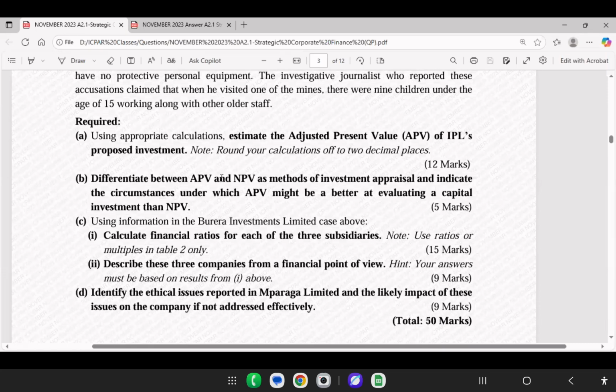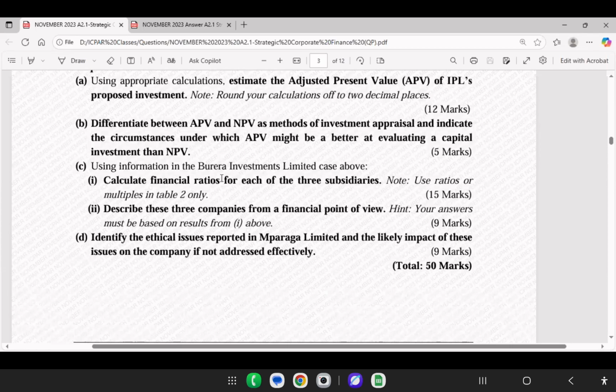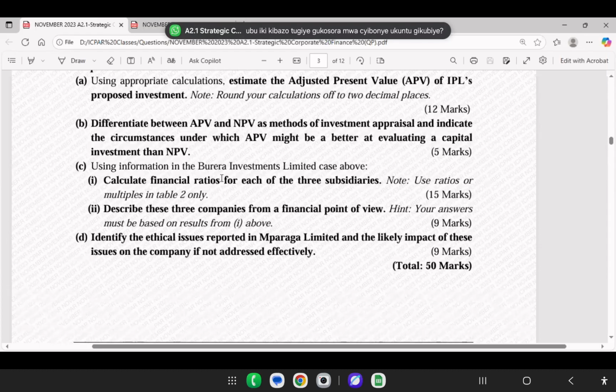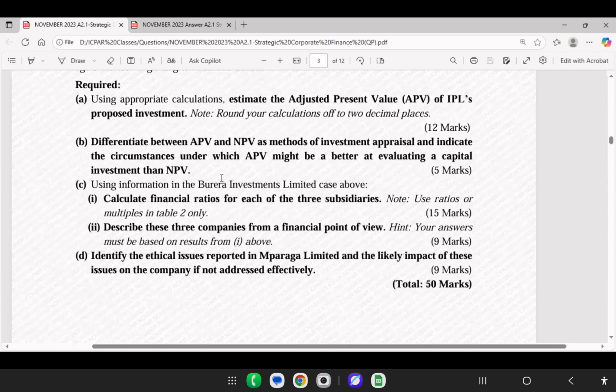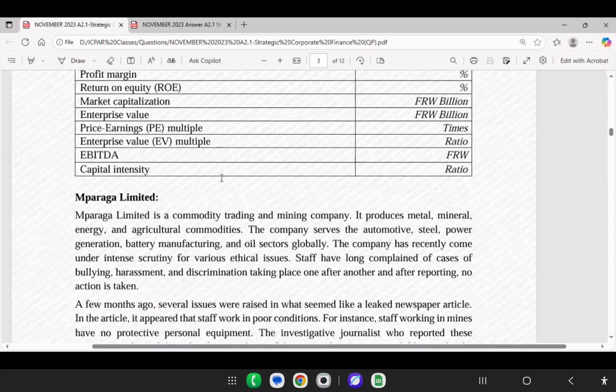C. Using information in the Burera Investment Limited case above, calculate the financial ratios for each of the 3 subsidiaries. Use ratios or multiples in table 2 only. 2. Describe these 3 companies from a financial point of view. Your answer must be based on the result from one above. D. Identify the ethical issues reported in Mparanga Limited and the likely impact of these issues on the companies if not addressed effectively. So let us start with the first question.